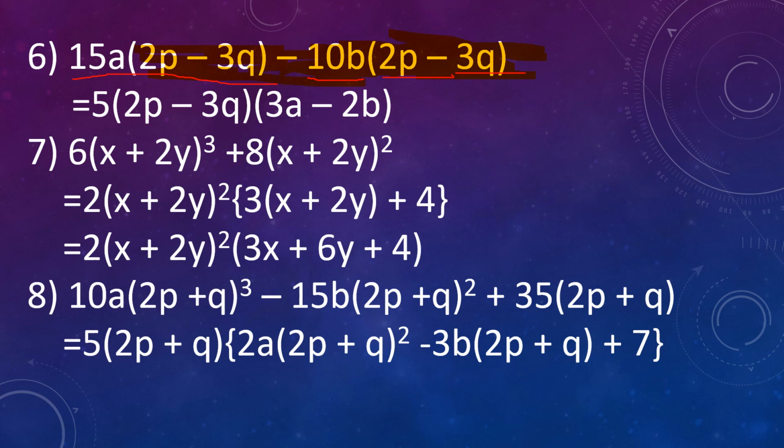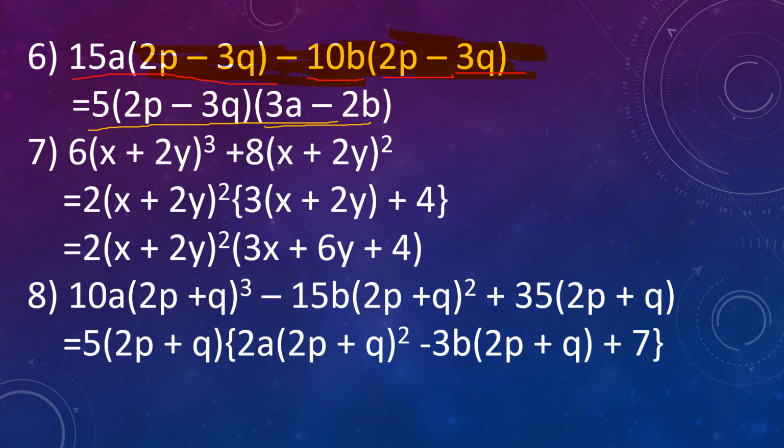Now coming to numeric part, 15 and 10, HCF is 5. A and B, totally different variables, so you cannot take common. So your common part is 5 times 2p minus 3q. Within bracket we are left with 3a minus 2b. This is the factorized form, and this is how you will take out variable binomial.